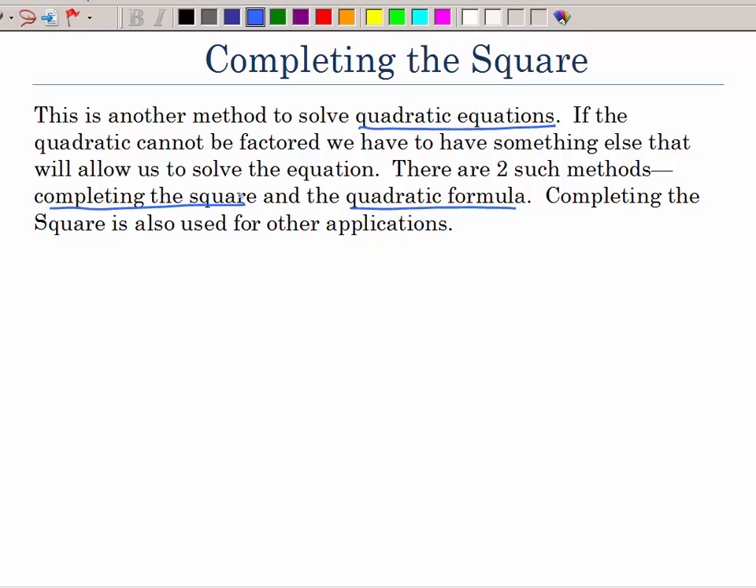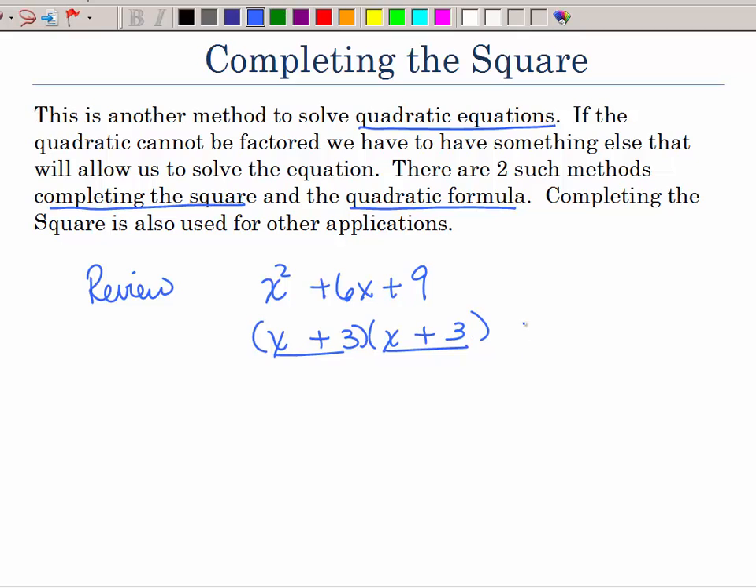Why do we need another method? Well, just to tell you, completing the square is used for other applications in your next math classes. Let's review something. Do you remember these types of trinomials? Those were called perfect square trinomials. And how did we factor them? When you factor perfect square trinomials, you get the same binomial times itself, which we can write as a binomial squared.